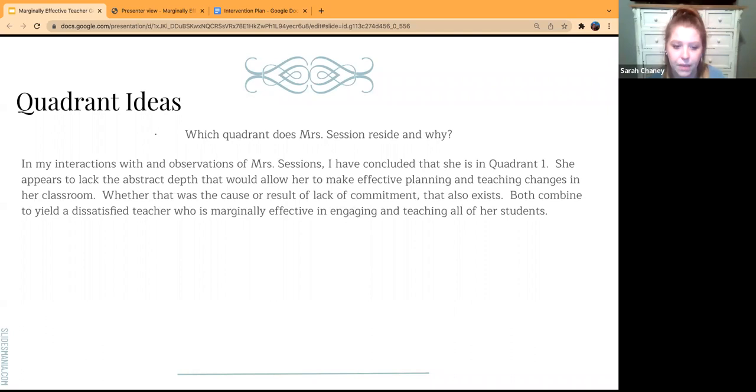We were also thinking quadrant 3, just because of her 17 years of experience, one would think that she does have a lot more tricks in her bag. And she has been proficient in the past when we observed her for T-test. So it seems that she knows how to be proficient, but she's choosing not to practice those and put that into place. And then also quadrant 3 is kind of a combination of collaboration and directive styles, but we are going with quadrant 1 for this project.